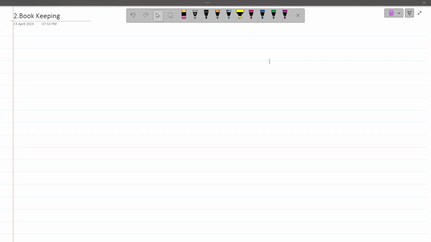In this session, we are going to deal completely with bookkeeping. Before that, there are some small definitions. First, we complete those definitions.